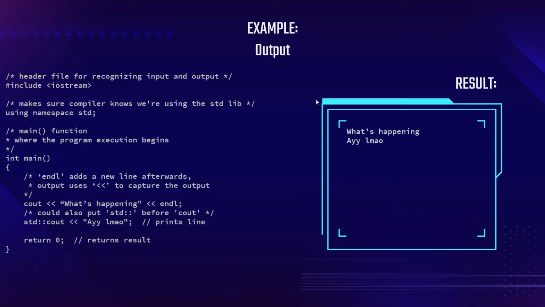So what are we going to get on the screen? I wrote what's happening and a LMAO. That's what we're going to get on the screen. Had I not included that endl, this LMAO would have appeared right next to that G. No space, unless I made one.